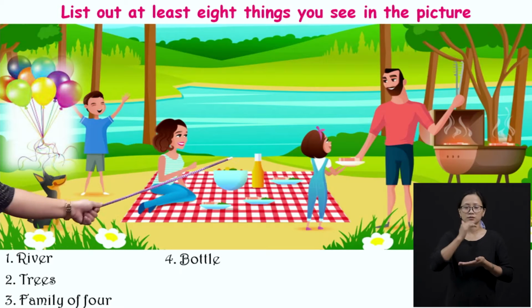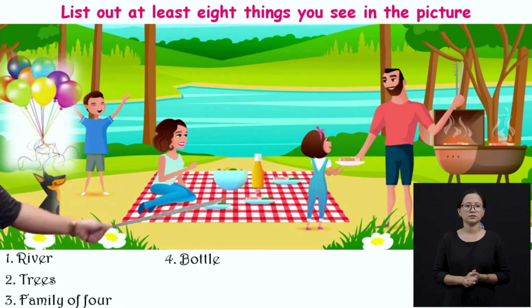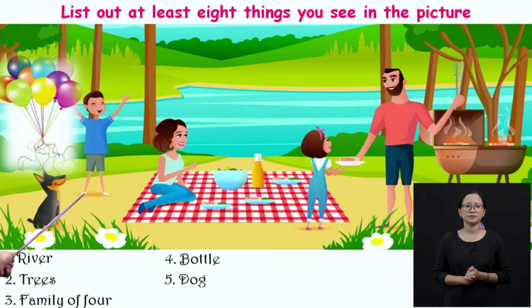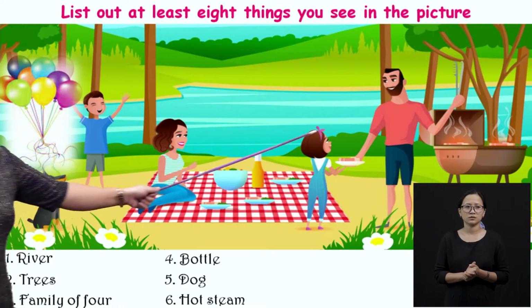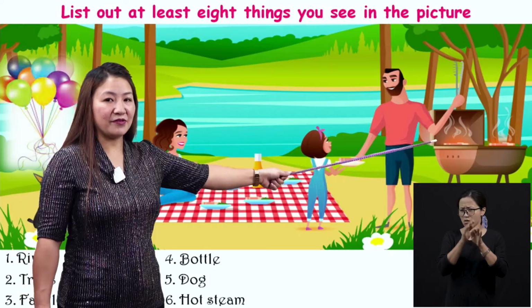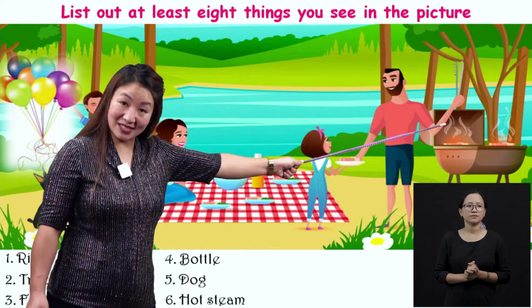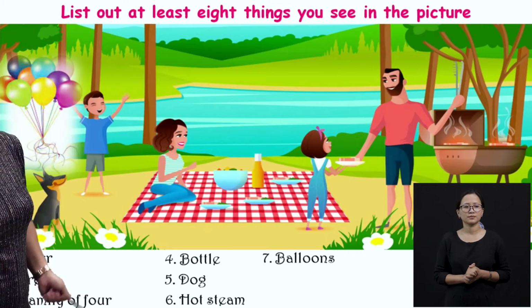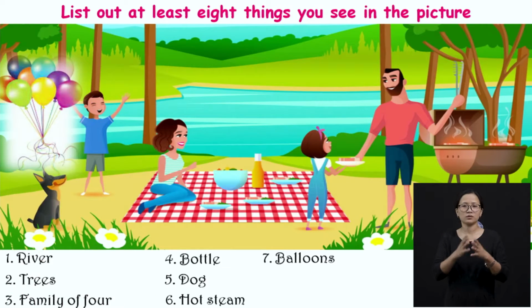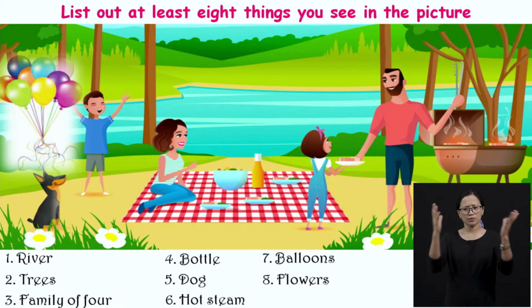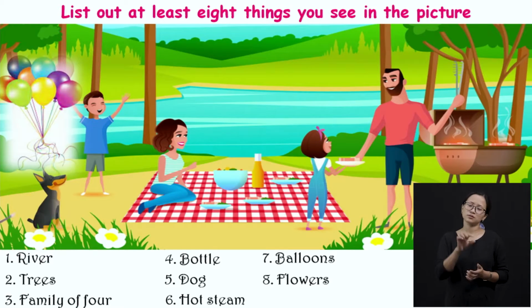Then we have a bottle. Can you see this bottle? Yes, this bottle of juice. And then we see a dog. We see a hot steam. See, the father is cooking something and hot steam is coming out. Then we can see the balloons. Yes, how can we miss the balloons? We see the balloons and all these flowers. There are so many other things, but for now, let us just list these 8. River, trees, family of 4, bottle, dog, hot steam, balloons, and flowers.